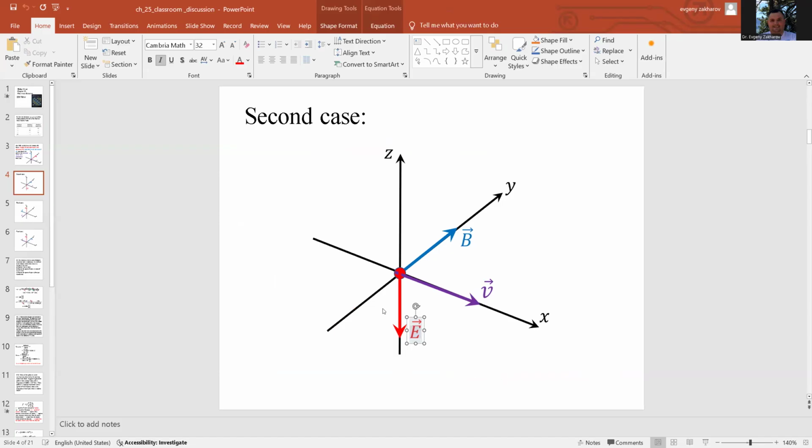So four fingers with the electric field, downward, and you curl them into the screen, into the page, which is a little uncomfortable. But anyway, four fingers downward, and you curl them into the page direction. And the thumb still shows the direction to the right, which is the velocity vector.